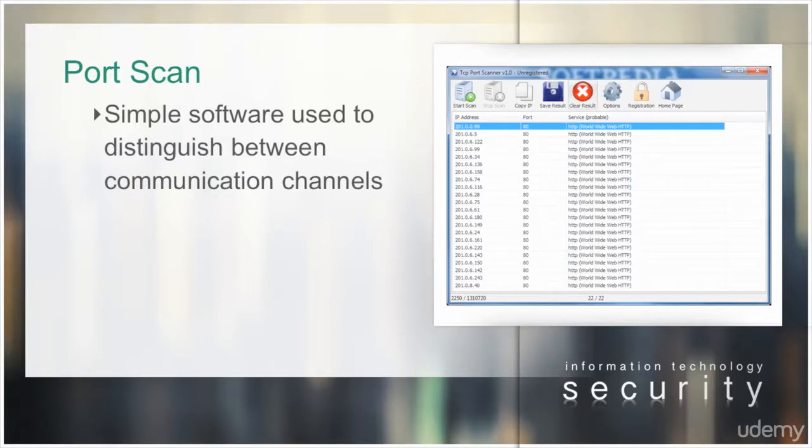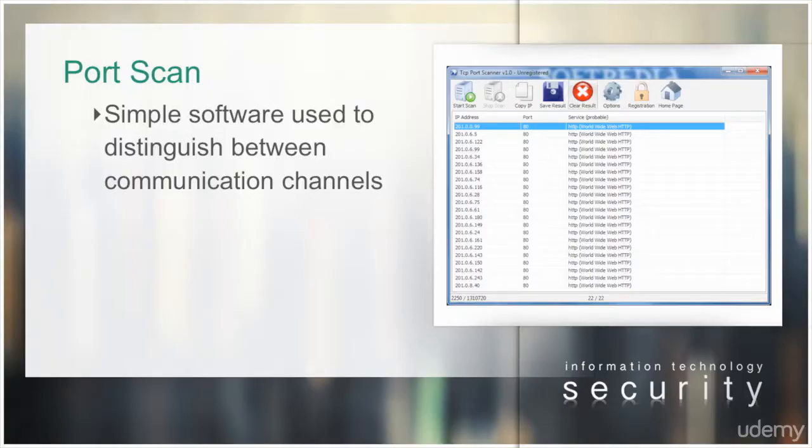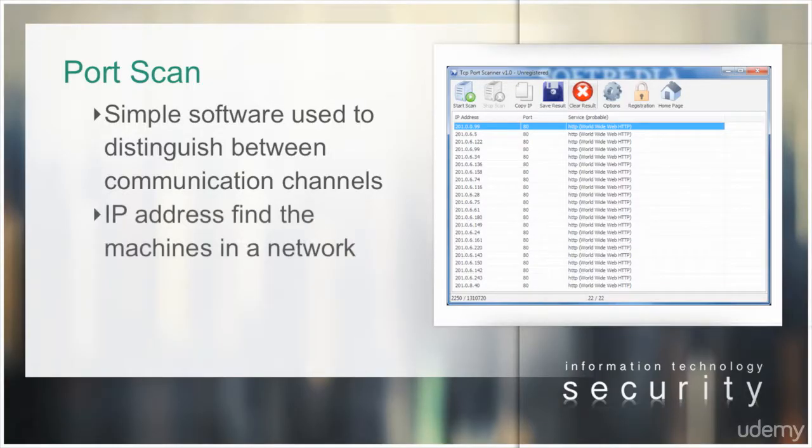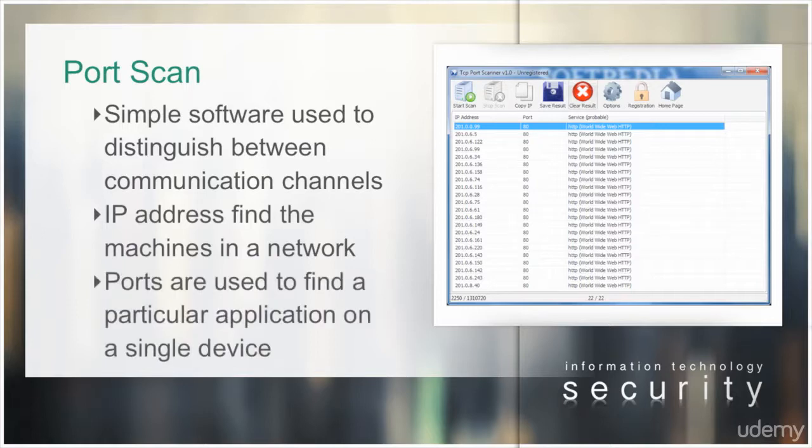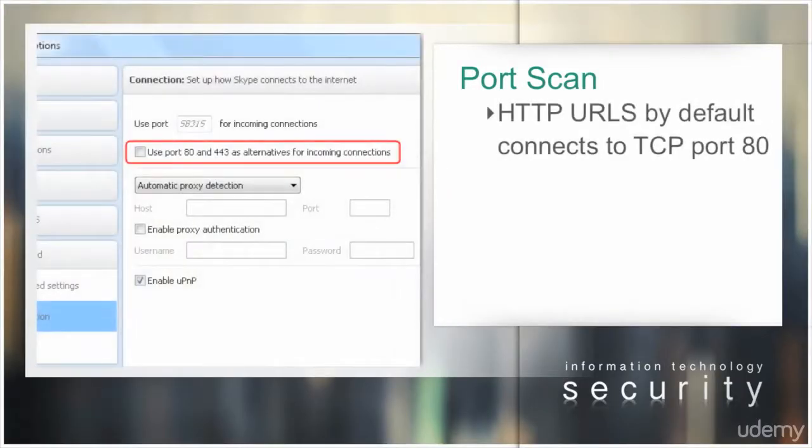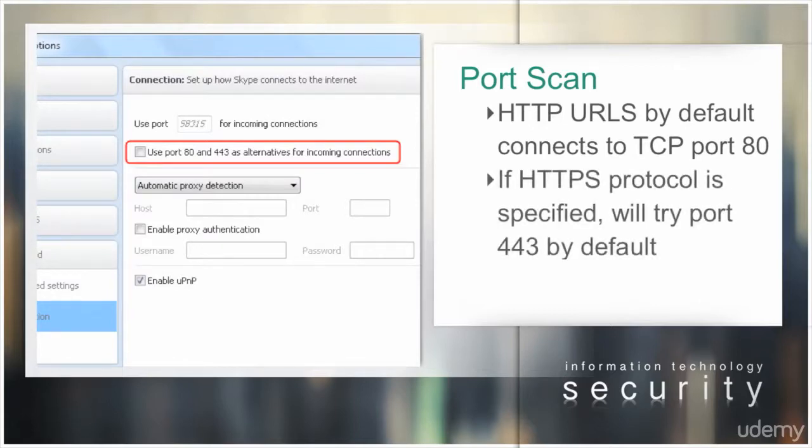But before we proceed any further, let's compare ports to IP addresses. IP addresses are used to find the machines in a network. Ports are used to find a particular application on a single device. So you can have many ports on a machine for an IP address. Let's talk more about common ports. For HTTP URLs, the web browser will, by default, connect to TCP port 80. If HTTPS protocol is specified, the browser will try port 443 by default.